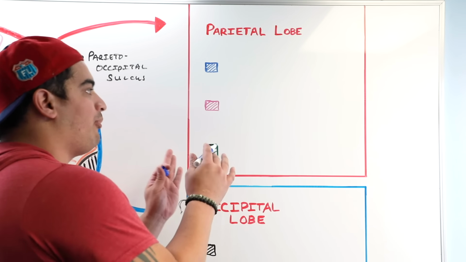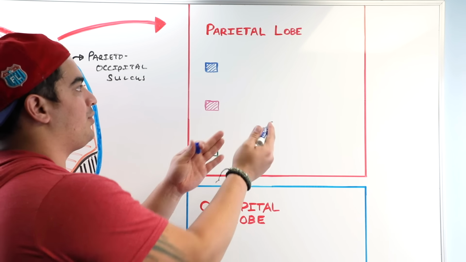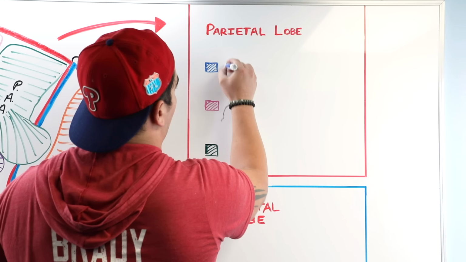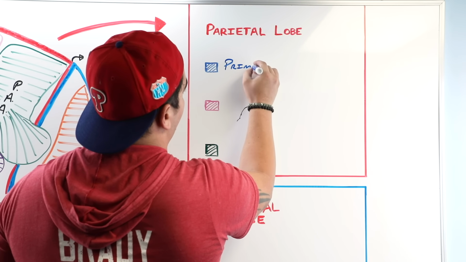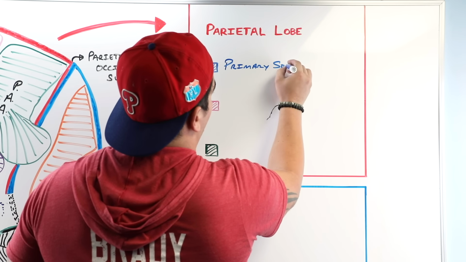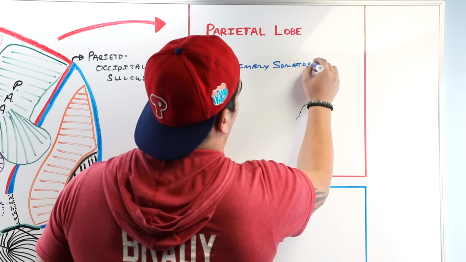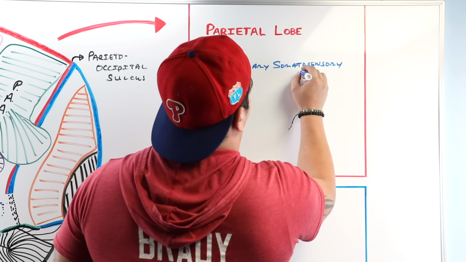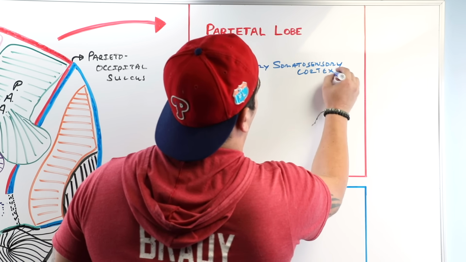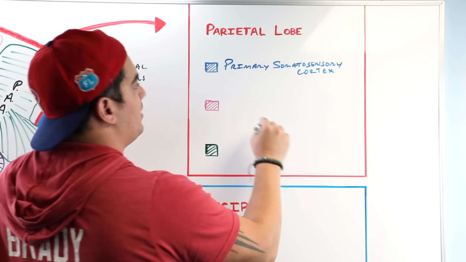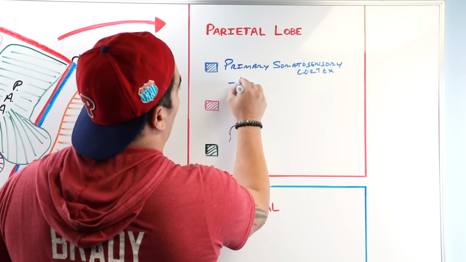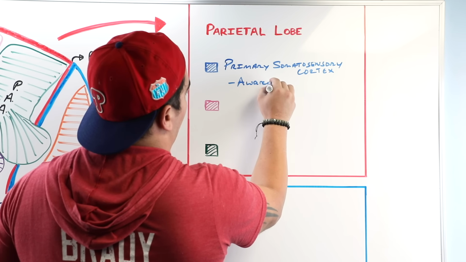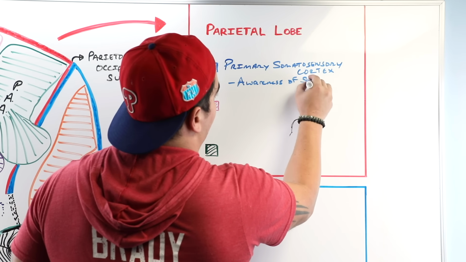All right, so when we talked about the parietal lobe, again, just posterior to that central sulcus, what's that first area? We called it the primary somatosensory cortex, right? And again, I just want you guys to have a one-liner of what it does. The primary somatosensory cortex is involved in awareness of somatic sensations.